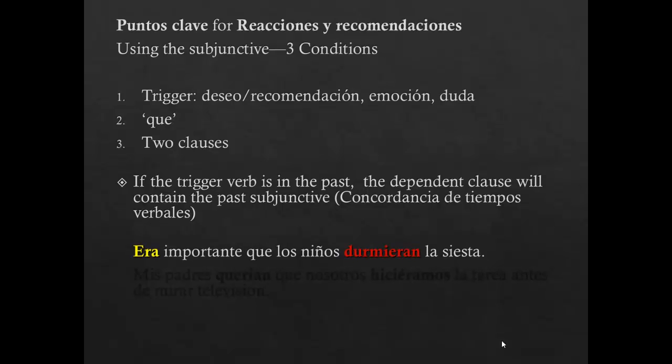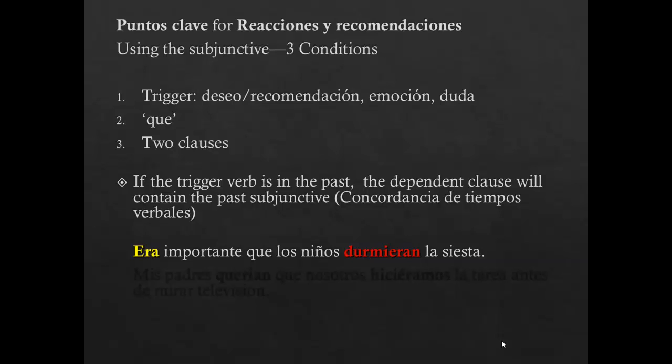Era importante que los niños durmieran la siesta. We can see that era is in the imperfect, so even though we have all of the conditions met for the subjunctive, we need to use the past subjunctive because era is the trigger phrase in the past tense.